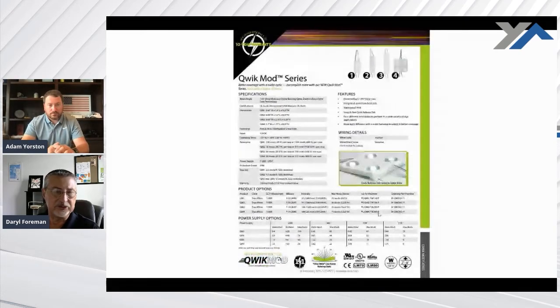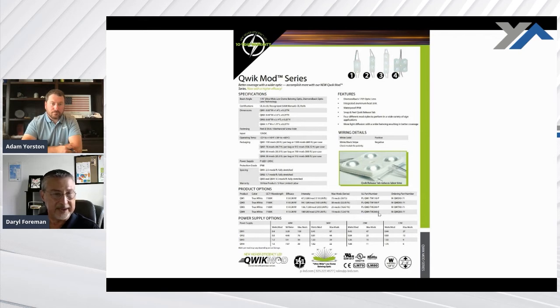And each one of those just gives you a different light intensity at the source. You're looking at the Quick Mod 1, excellent from, say, 1.5 inches to 3 inches. The Quick Mod 2, excellent from 3 inches to 5 inches. Quick Mod 3 and 4, perfect from 5 to 8 inches.